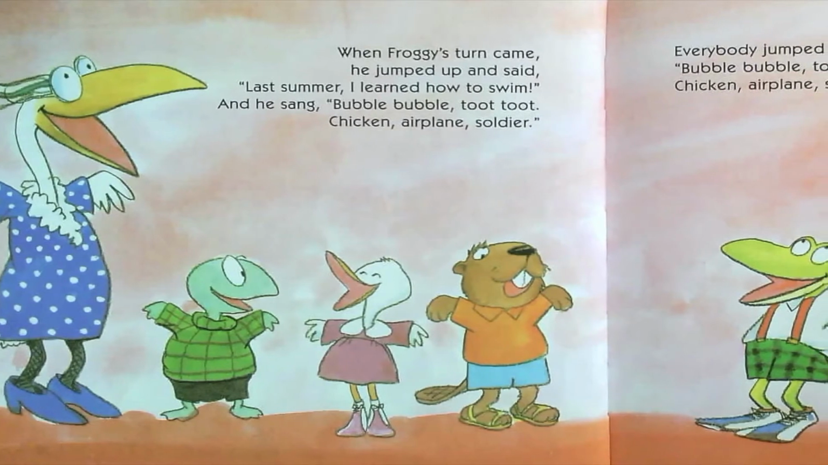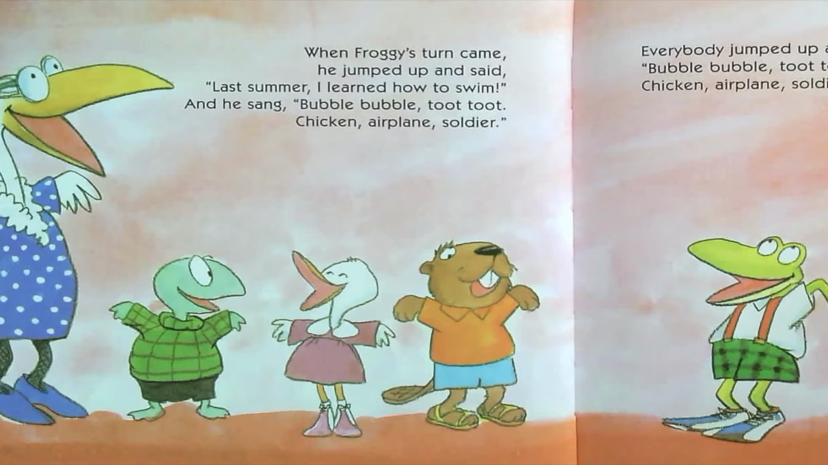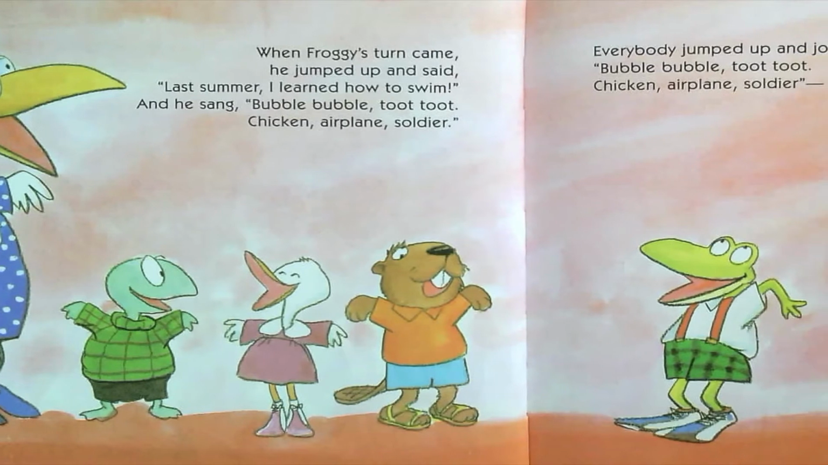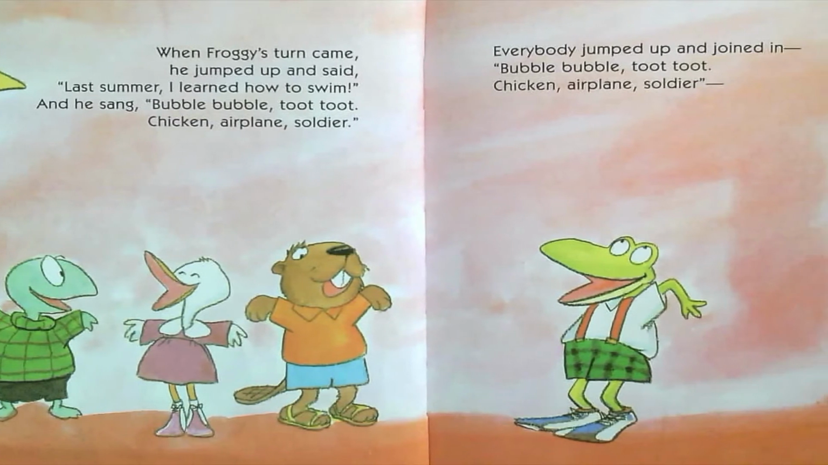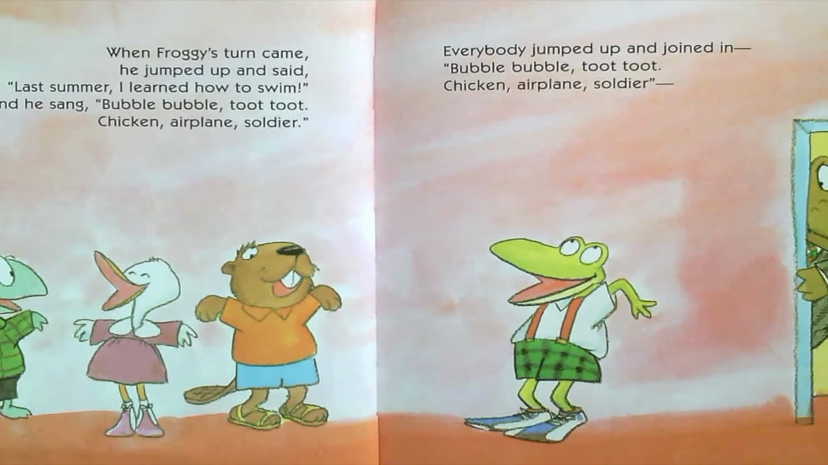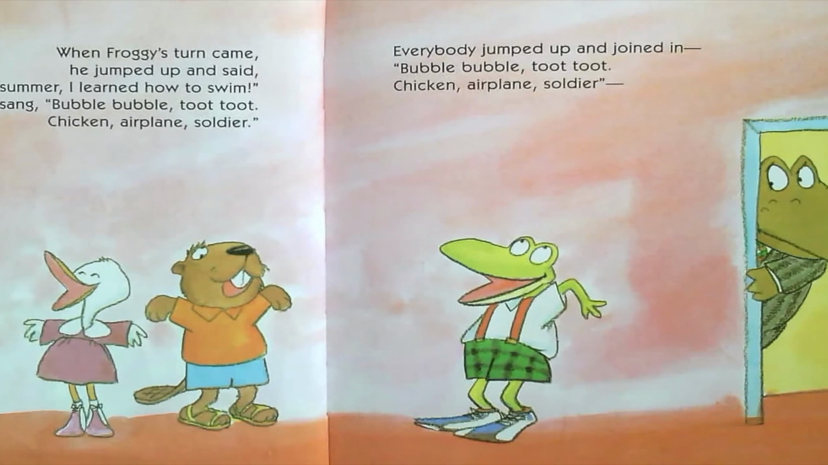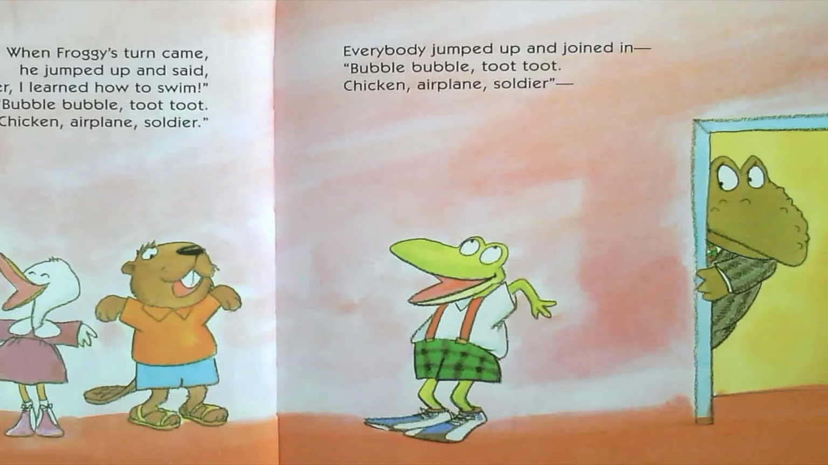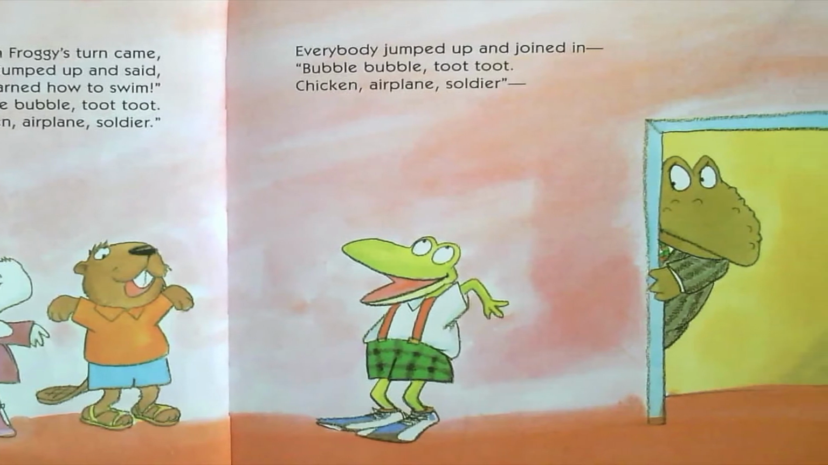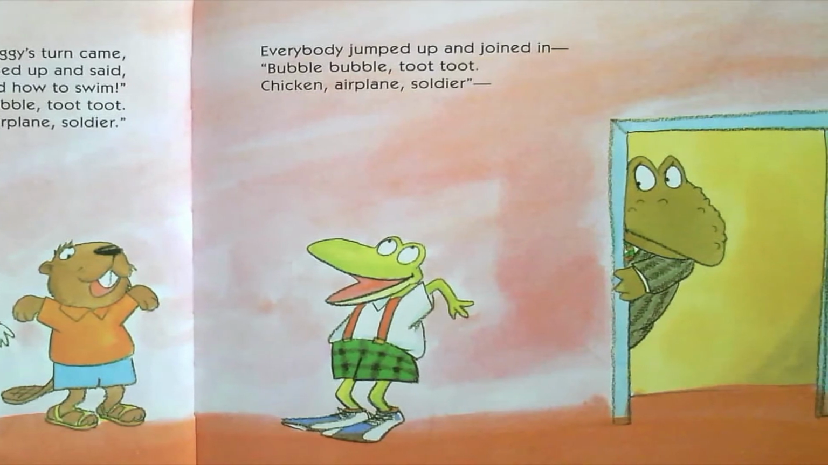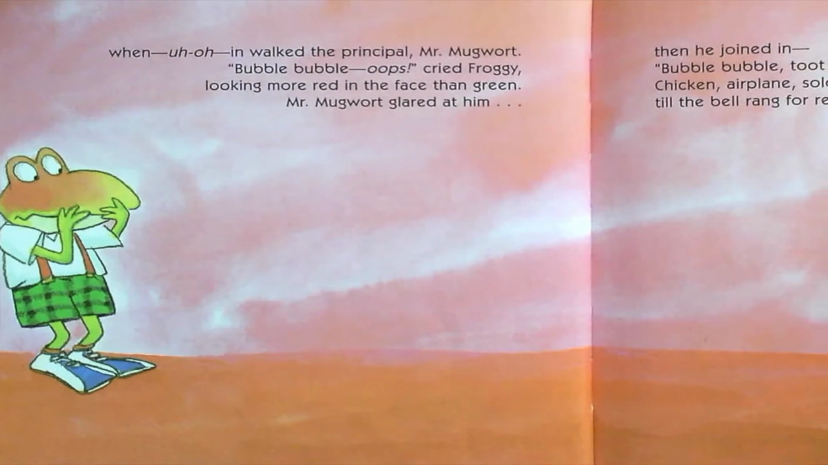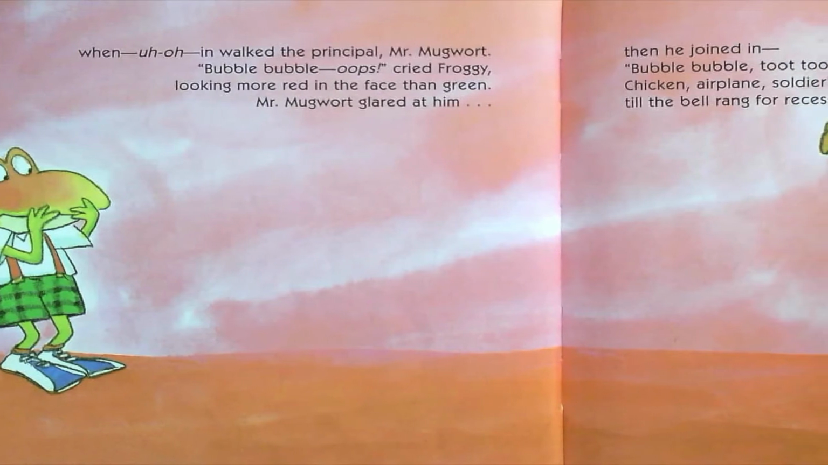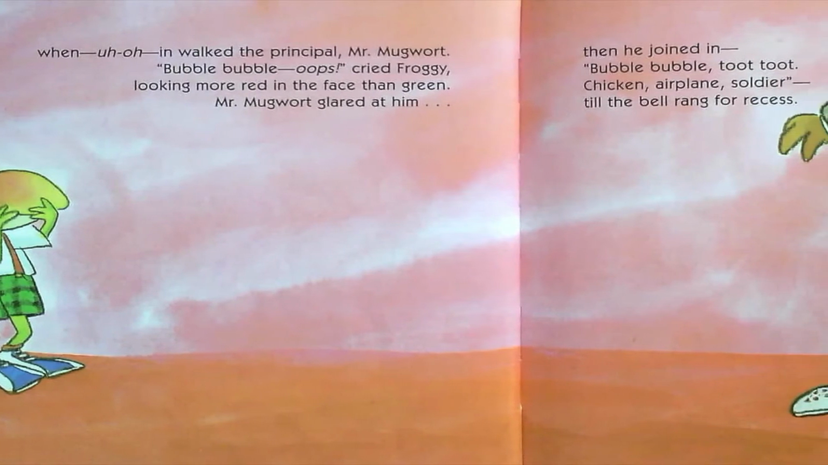When Froggy's turn came, he jumped up and said, "Last summer I learned how to swim," and he sang, "Bubble, bubble, toot, toot, chicken, airplane, soldier." Everybody jumped up and joined in. Bubble, bubble, toot, toot, chicken, airplane, soldier. I think we're getting ready to meet a new character. When, in walked the principal, Mr. Mugwort. That's a new character, friends.